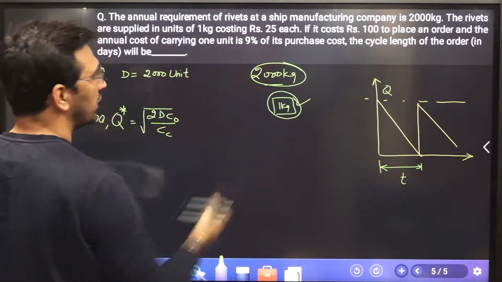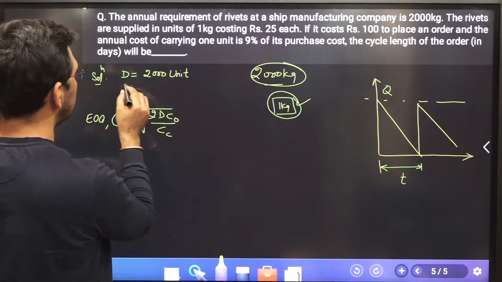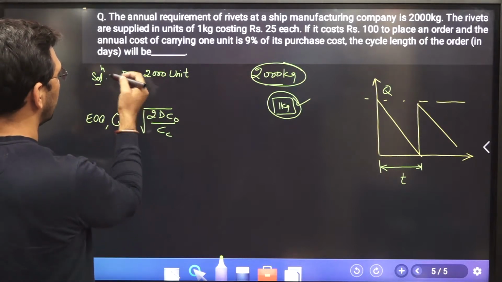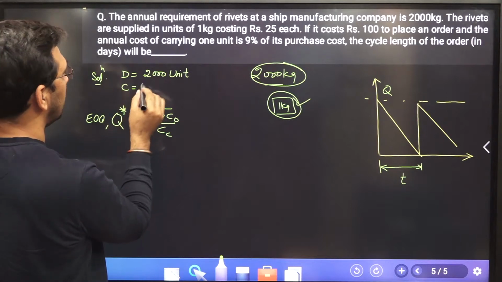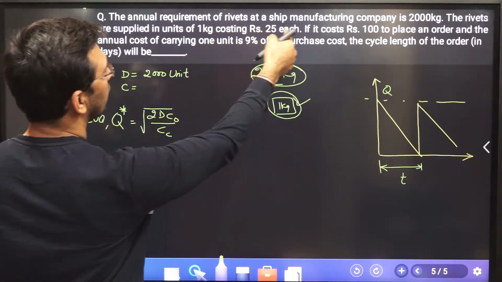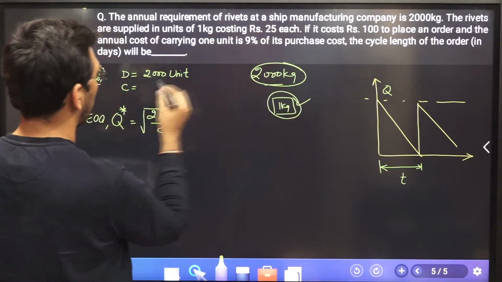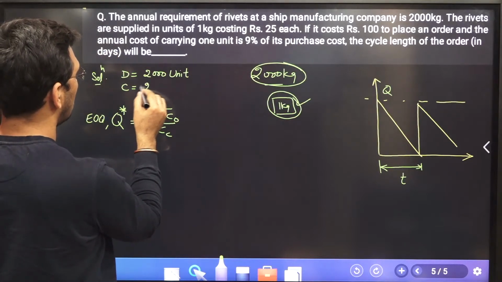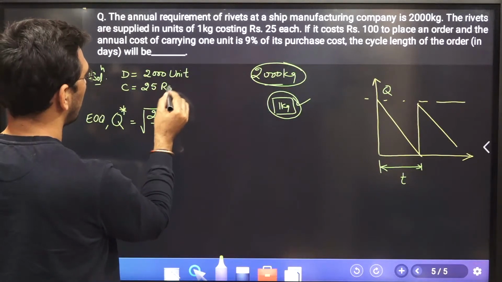And what is the cost of each unit of 1 kg? The actual cost of that one packet of 1 kg is 25 rupees each. So that means actual cost is rupees 25 per unit.